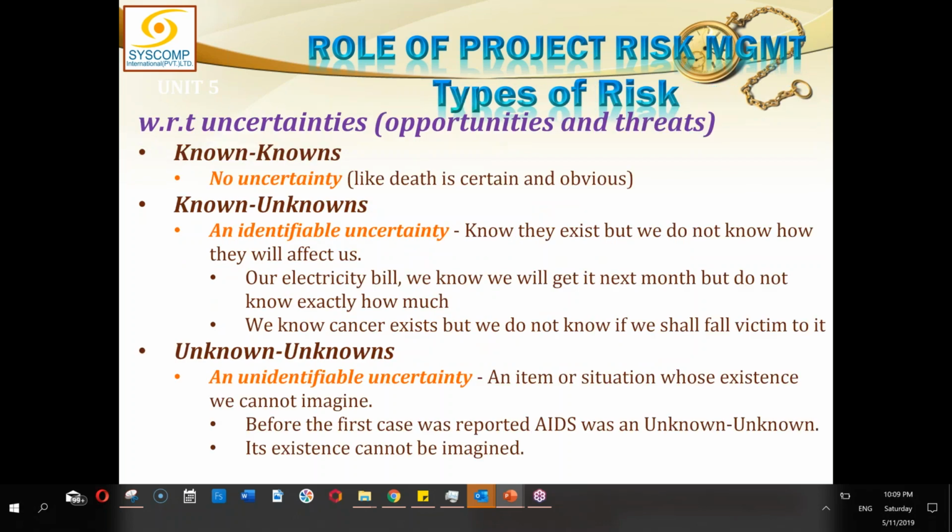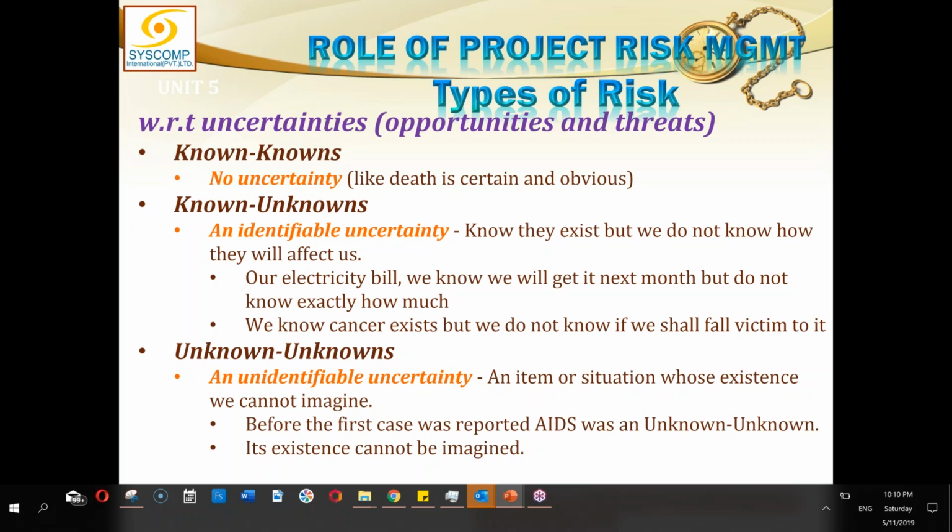Looking at the types of risks with respect to uncertainty, as in project management, we recognize risks in these three categories. There are known knowns, known unknowns, and unknown unknowns. Known knowns are those risks which we can conceive, we can think about them, we can know about them through our experience or the historical data. So there is no uncertainty about it.